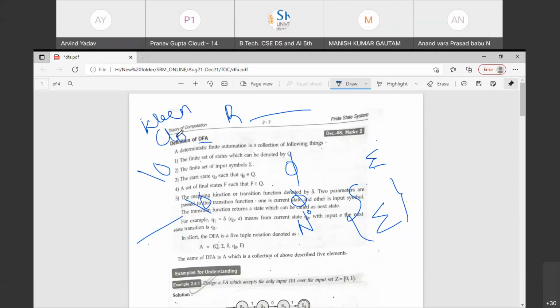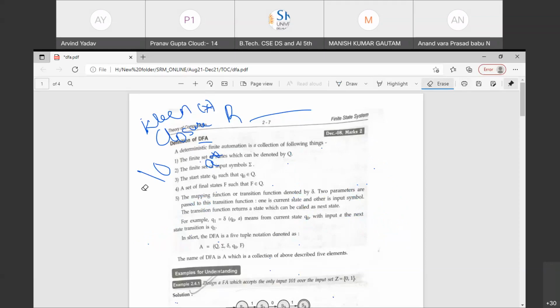What is Kleene closure? For example, if I write A star, star is the symbol used to represent Kleene closure. It means I can have zero or more occurrences of A. If I say star, it means zero or more occurrences.